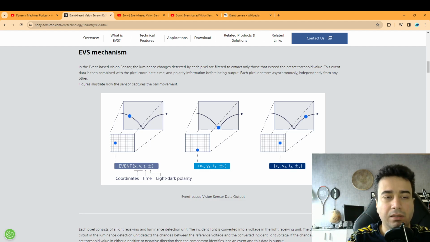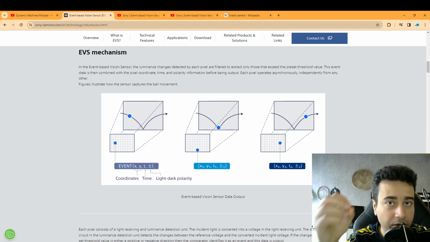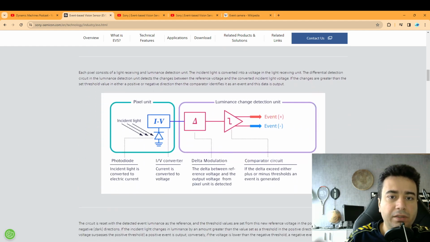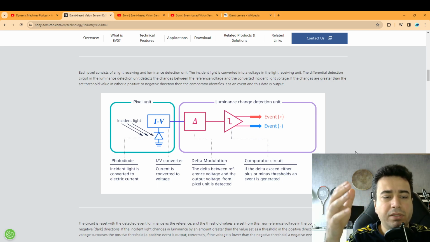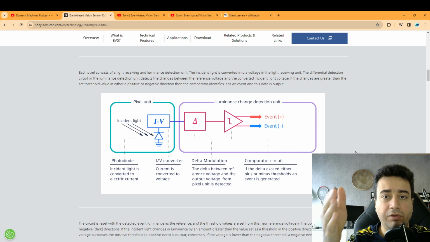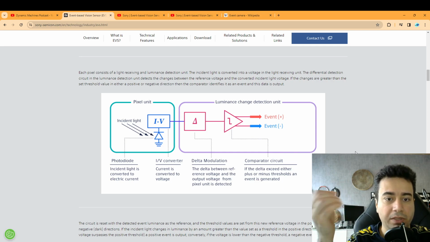And as I said, the beauty of these sensors is that they only focus on motion or movable objects. So here there is a bit better explanation. The pixel unit absorbs the light, and then it will be converted to voltage. In the next step, we have a delta modulation, in which you compare a reference value that you have defined, the reference voltage, with the output voltage from the pixel unit.